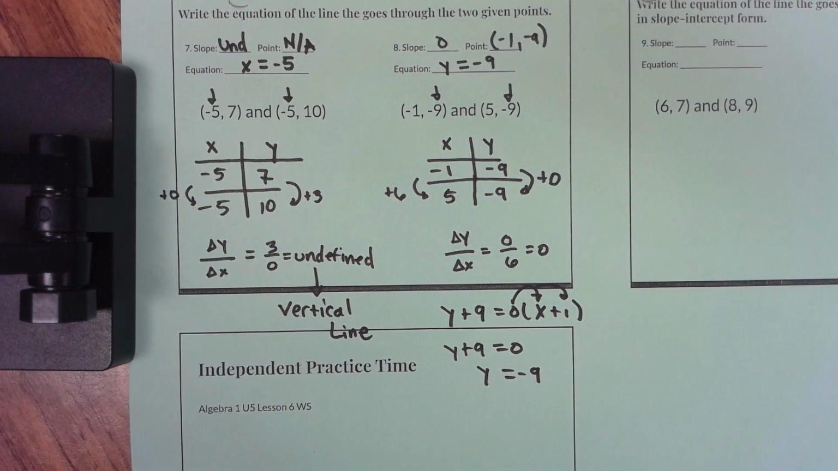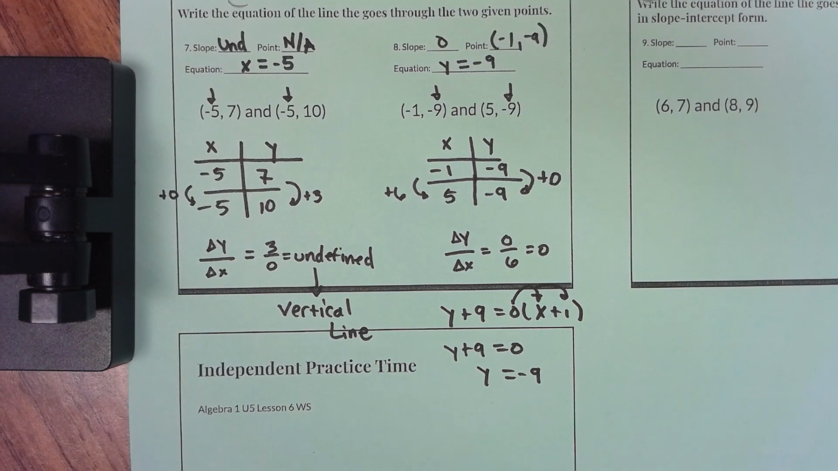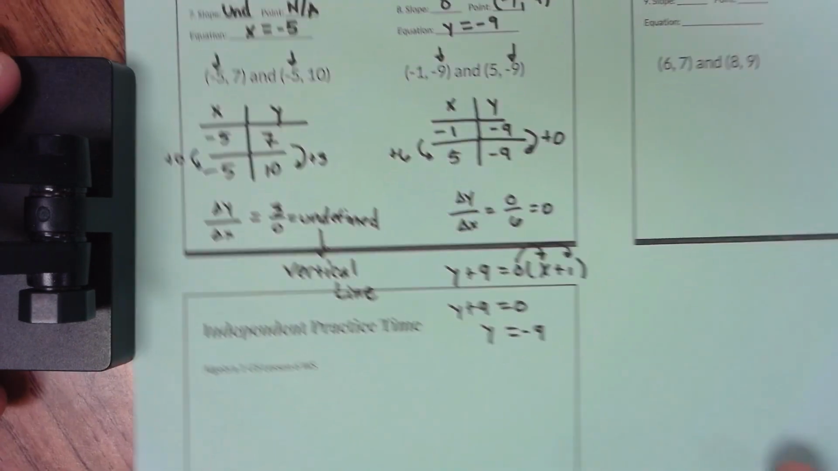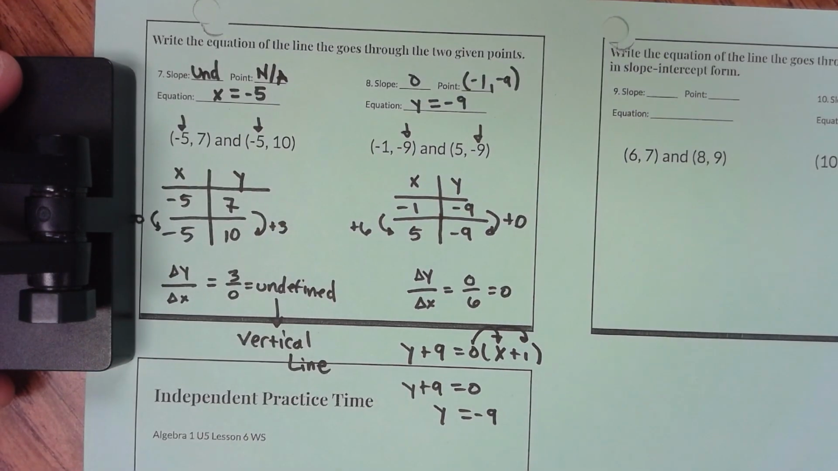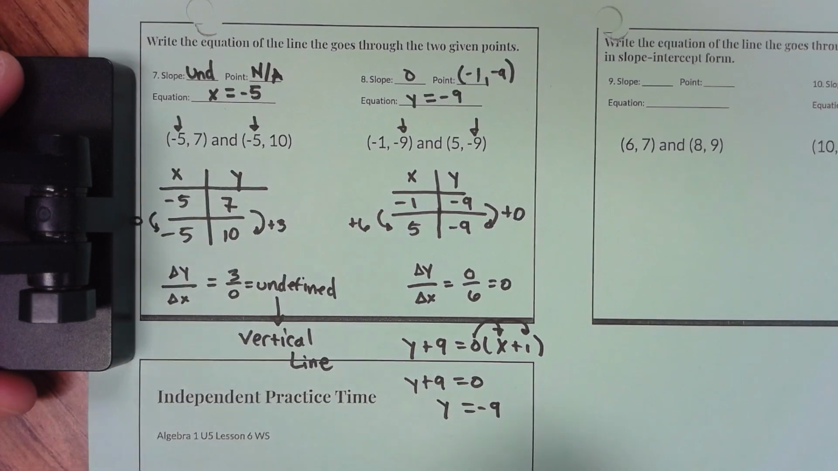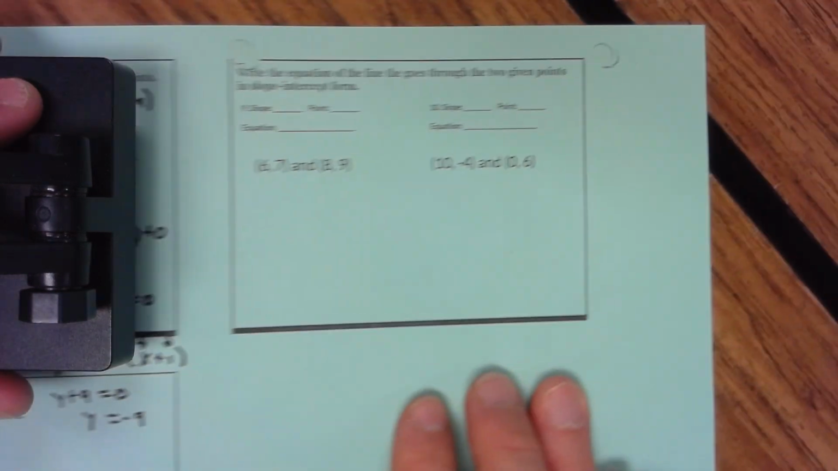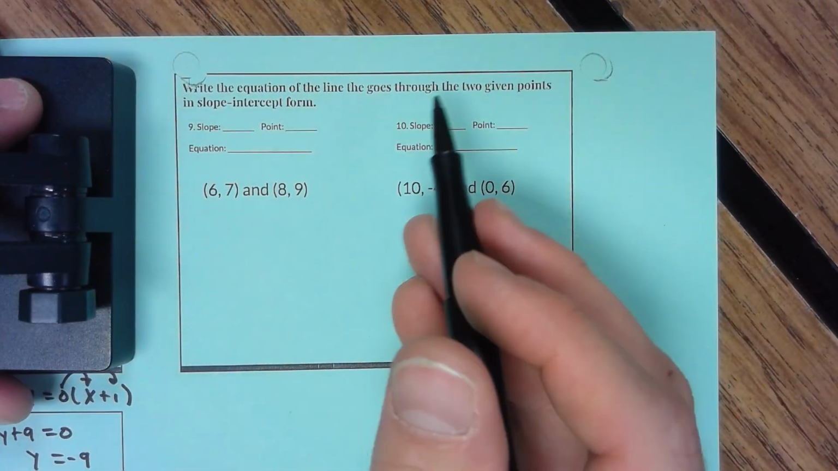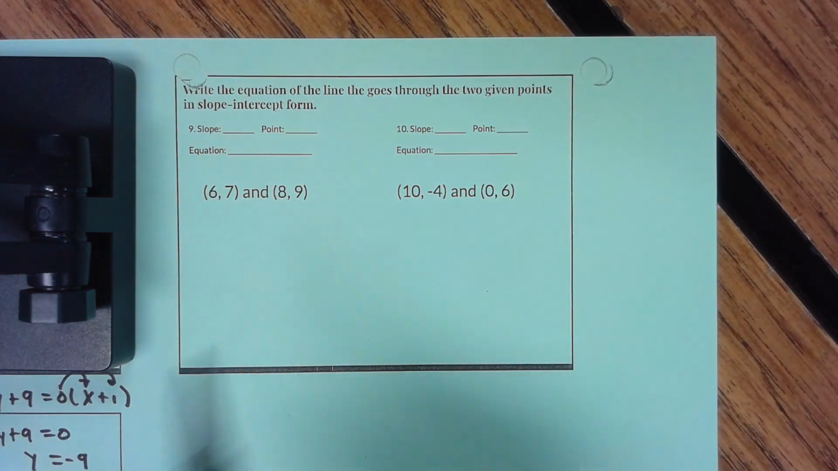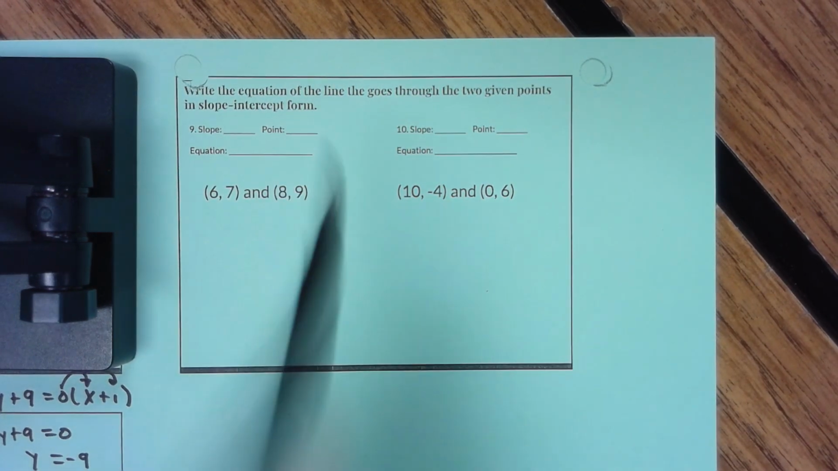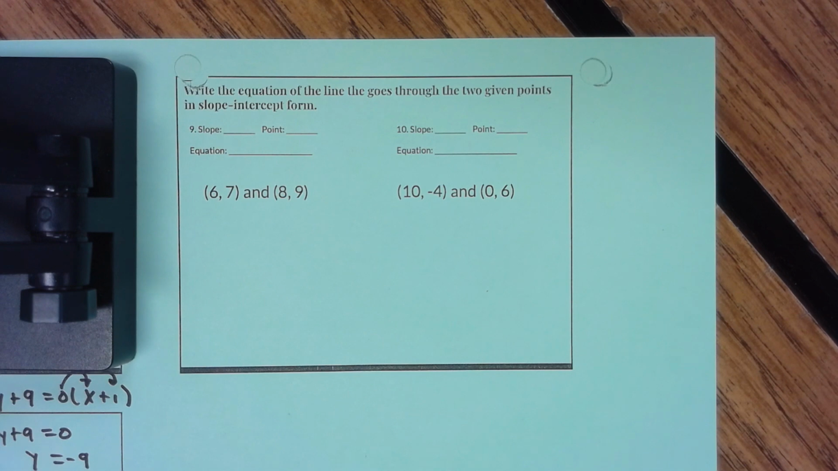Okay. For the next ones, this is how we're going to earn our homework. I'm going to do number 9. You all need to do number 10, and you need to show it to me to get your homework. And we're going to add one extra piece onto what we need to do with these. Because it's write the equation of a line that goes through the two given points in slope-intercept form. So we're going to have to do something to that equation.